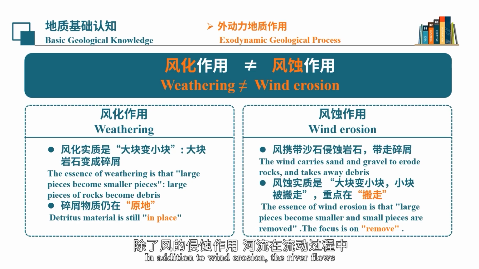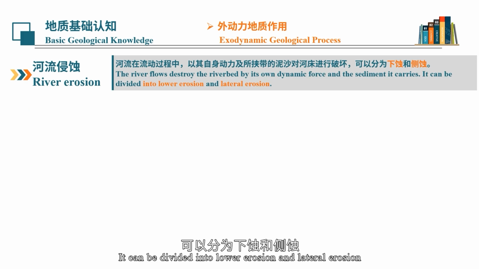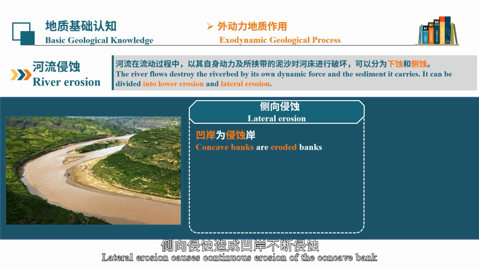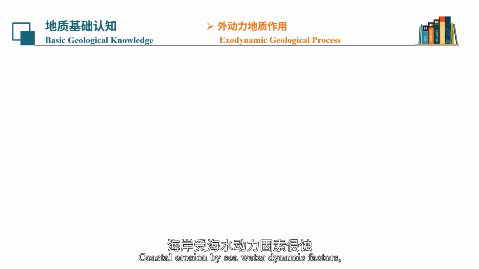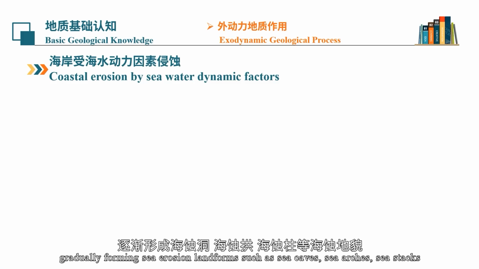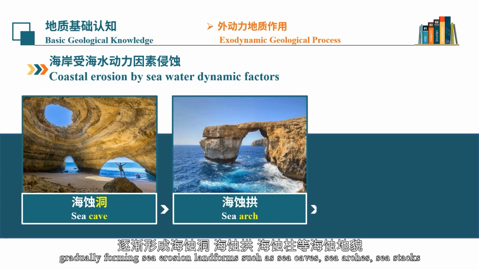In addition to wind erosion, there is river erosion. The river flows and destroys the riverbed by its own dynamic force and the sediment it carries. It can be divided into downward erosion and lateral erosion. Lateral erosion causes continuous erosion of the concave bank, while the convex bank continues to extend forward, creating a river form with 9 twists and 18 bends. Coastal erosion by seawater dynamic factors gradually forms sea erosion landforms, such as sea caves, sea arches, and sea stacks.